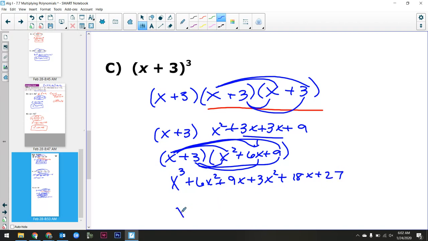And then I combine like terms. And then I've got 9x and 18x to make 27x. And then plus my 27 constant out there on the end.